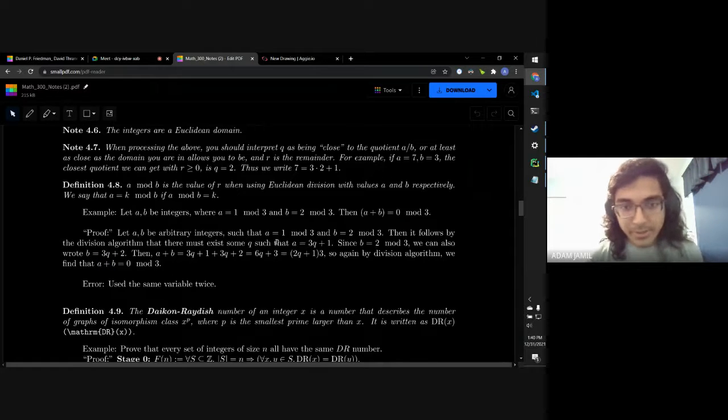So the error here is very simple. It's just that I have A equals 3q plus 1 and B equals 3q again plus 2. And using this q again is not allowed.